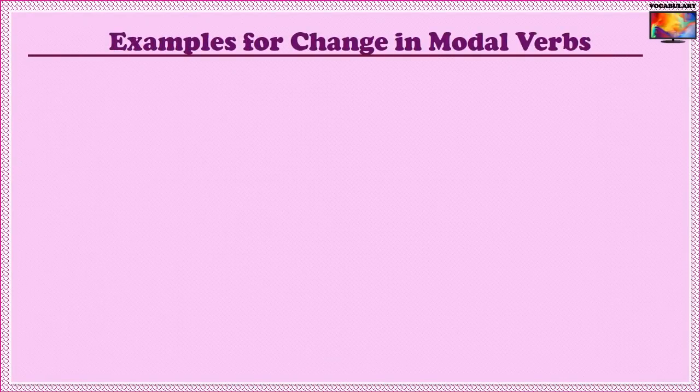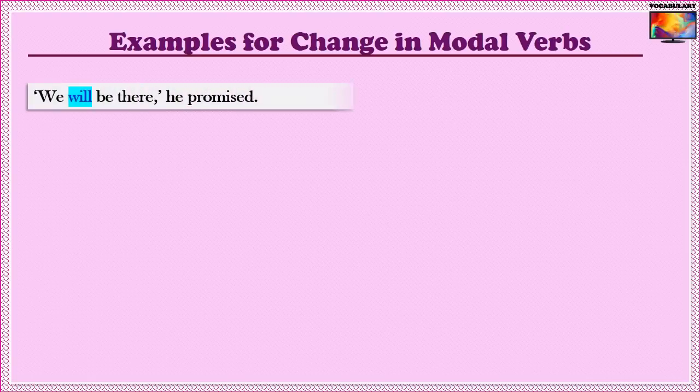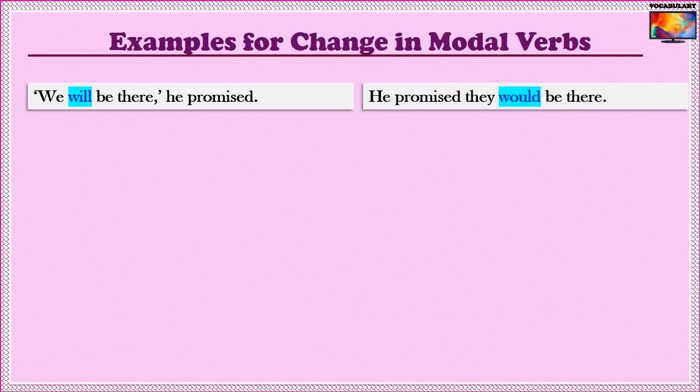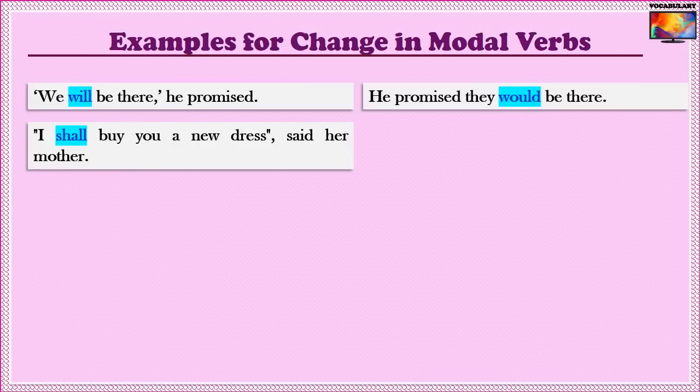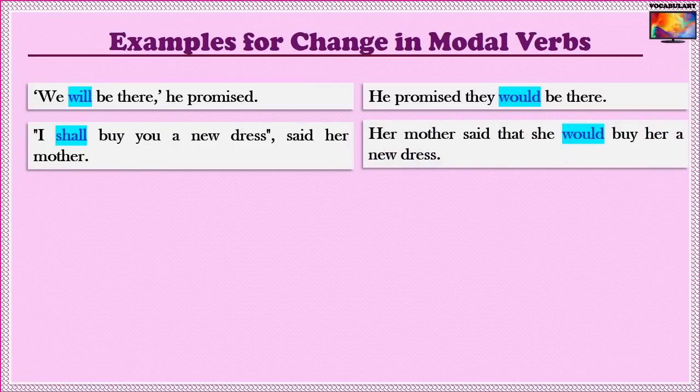Here are a few quick examples to illustrate this change in modal verbs. I will mention a sentence in direct speech followed by its indirect speech version. Change in modals has been highlighted in blue. "We will be there," he promised. He promised that they would be there. Will becomes would. "I shall buy you a new dress," said her mother. Her mother said that she would buy her a new dress. Shall becomes would except for questions, when shall becomes should.